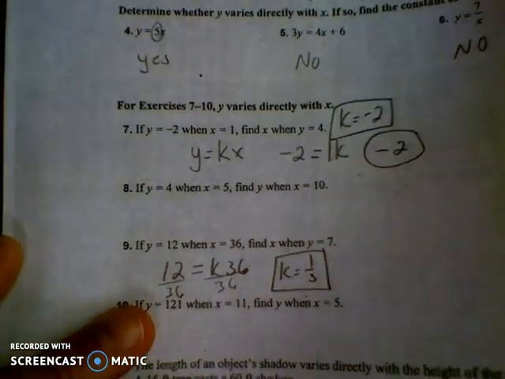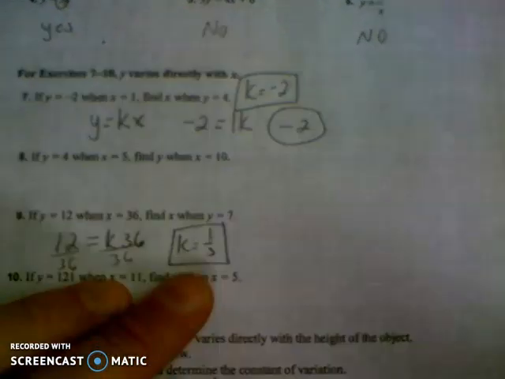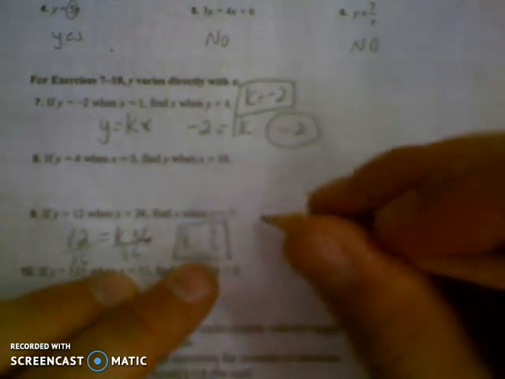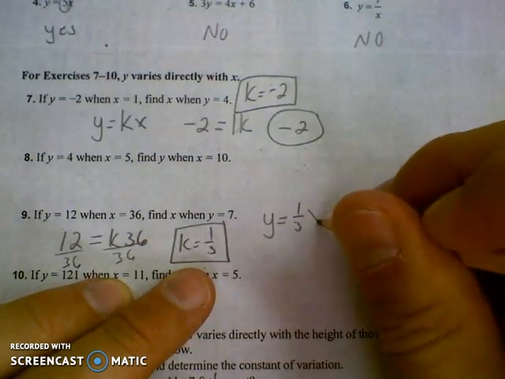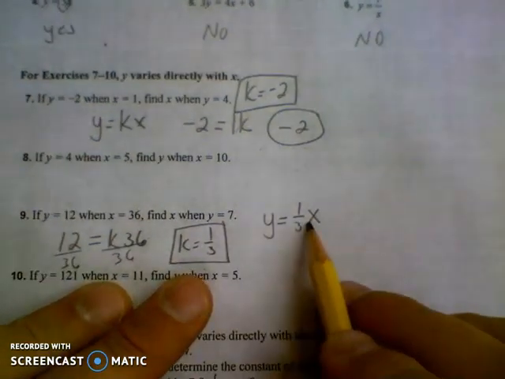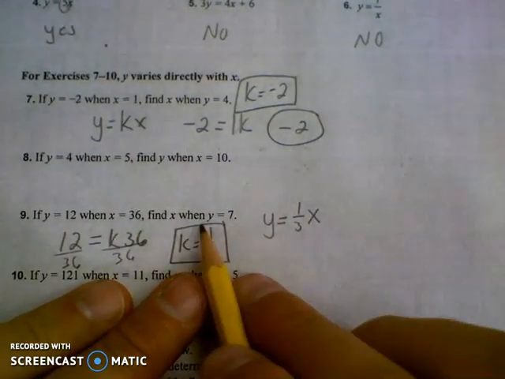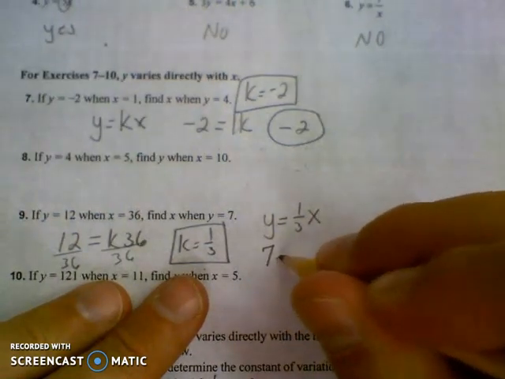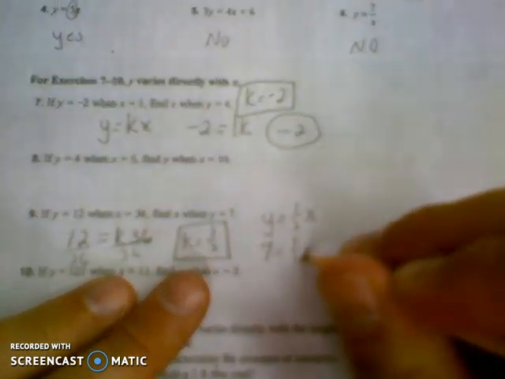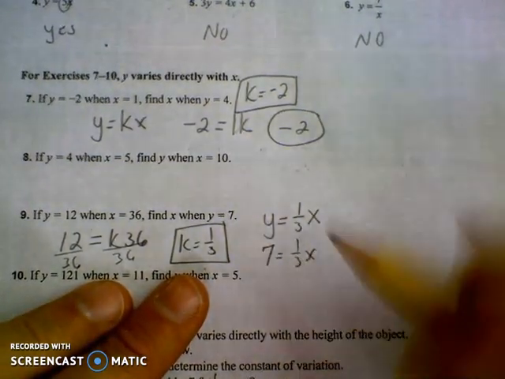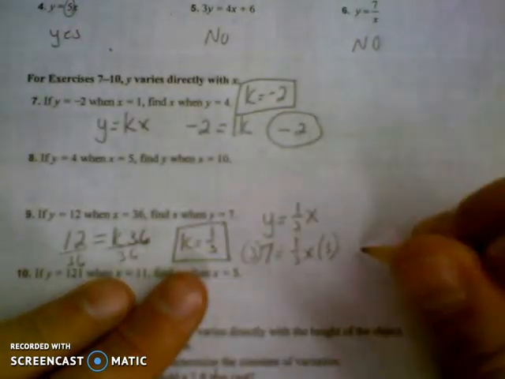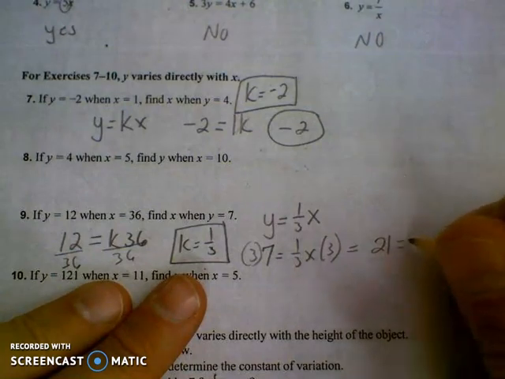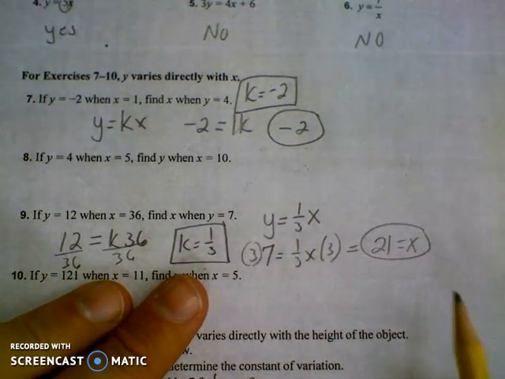So find x when y is 7. So you're going to set this back up as y equals 1/3 x. That's the constant. Then you put 7 in for y. So 7 equals 1/3 x. How do I get rid of that 1/3? You multiply each side by 3. 3 times 7 is 21. So 21 equals x. And that's your answer.